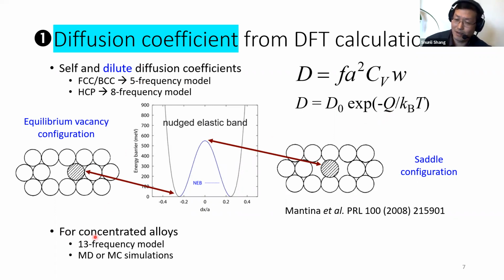For concentrated alloys, it is more difficult. Usually we didn't do the calculations. We can use something similar to the previous one. We can use the 13-frequency model, or use MD or MC, which is molecular dynamics and Monte Carlo simulation, to do the predictions.